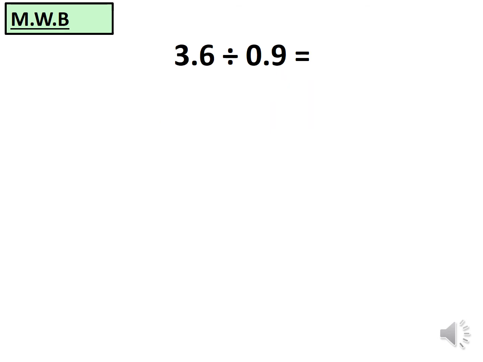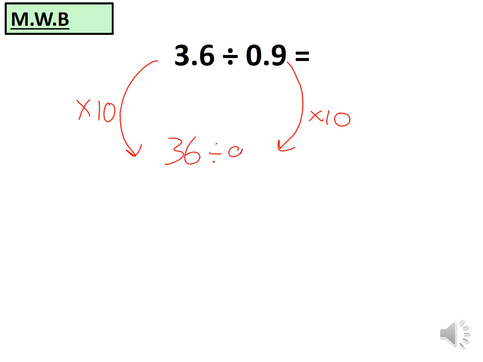If you can pause the video, have a go at this question, come back and I'll give you the answers. Welcome back. They are both to one decimal place, so I'm going to multiply both sides by 10. 36 divided by 9 equals 4. So our answer is 4.